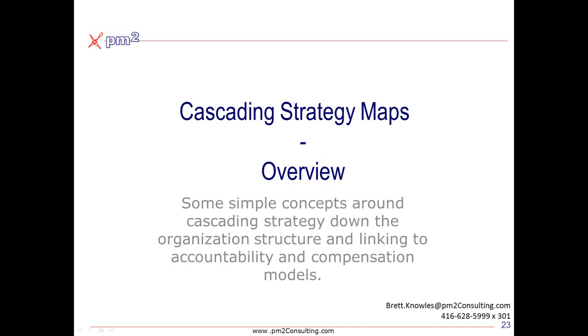This short vignette provides an overview of how we cascade strategy, and in particular how we link it to team and individual accountabilities and even compensation models. The cascade principle is straightforward. We should be able to take a corporate level strategy map, and as we cascade that down to, say, the business unit, we should be able to translate that strategy into what we expect from that particular business unit.